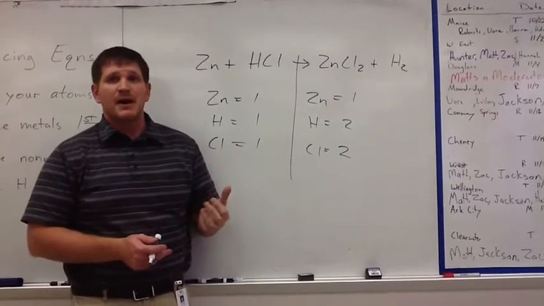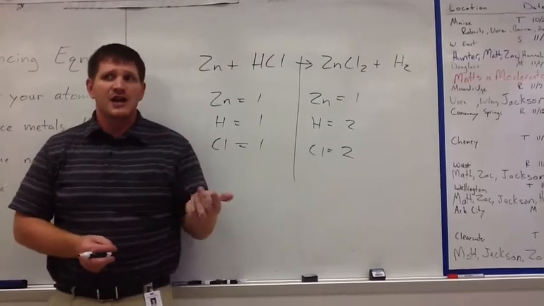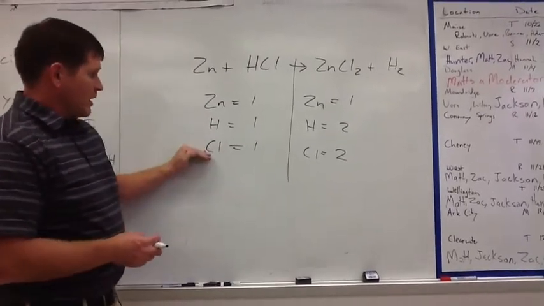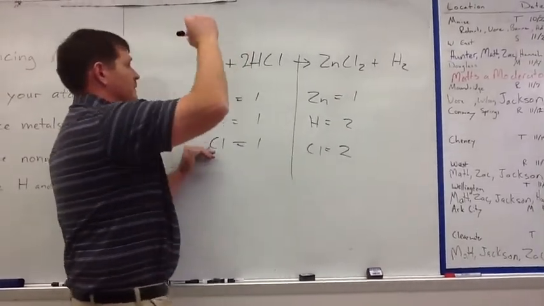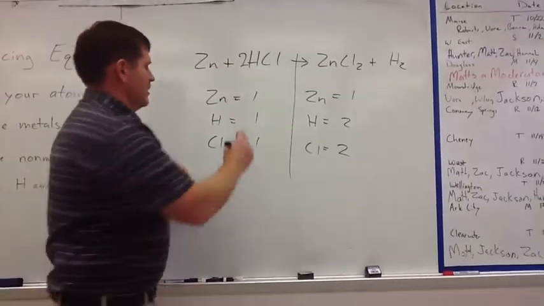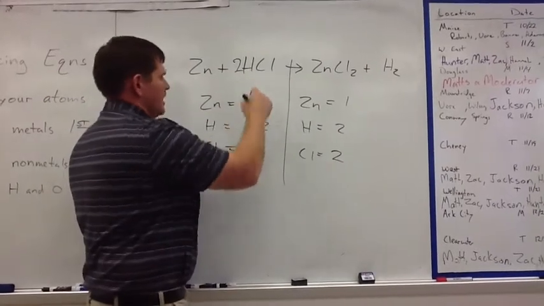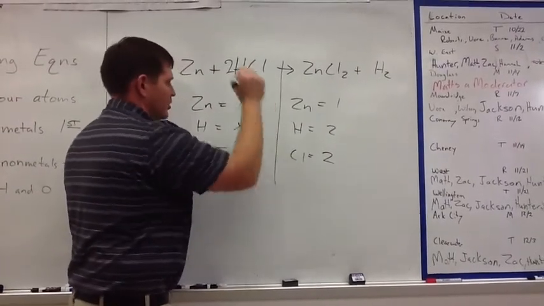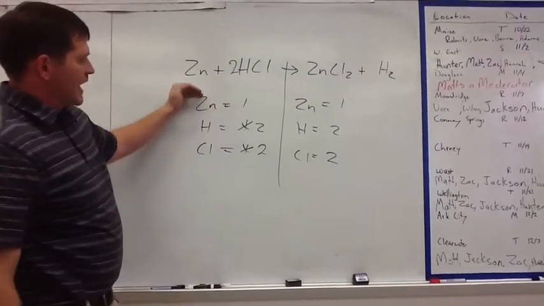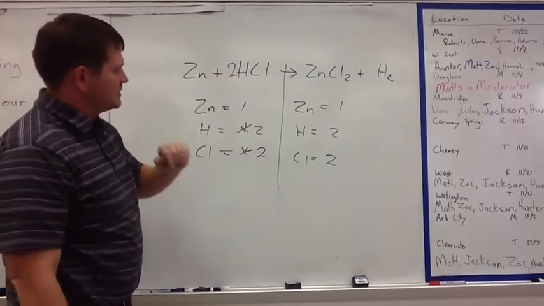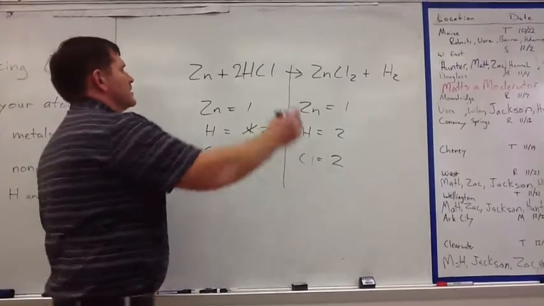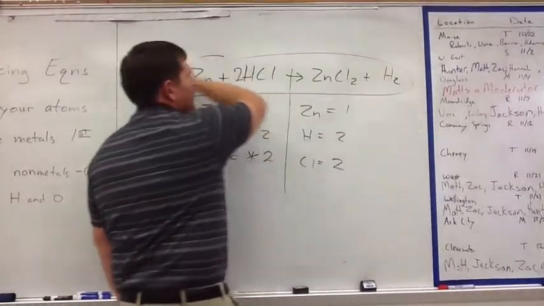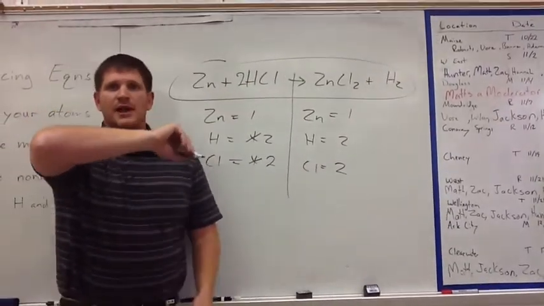I want to balance my non-metals that aren't hydrogens or oxygens. Chlorine. So in order to balance chlorine, I'm going to put a 2 in front here, which makes my hydrogen 2, and it makes my chlorine 2. So when we look at our counted atoms, we have 1, 2, 2 on this side, 1, 2, 2 on this side. They are balanced. That is the answer to that particular problem.